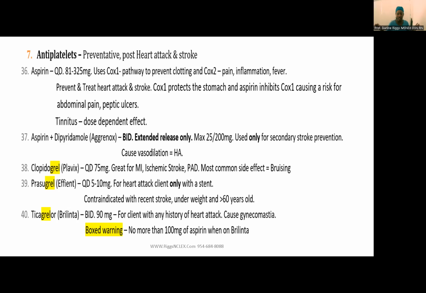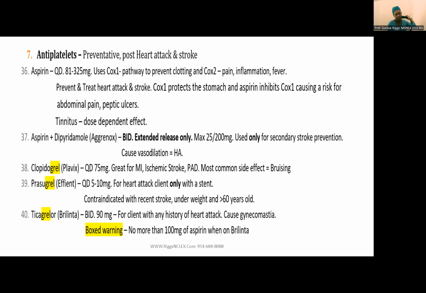Okay, so these are for preventative, right? Go home and take. Those wouldn't be for acute. So post a heart attack or stroke, the client may be prescribed aspirin, right? 81 milligrams Q-day for however long. So there are two classes as well, your COX-1s and your COX-2s. Your COX-1 are going to prevent that clotting. That's their purpose. Your COX-2s are more for pain, inflammation, and fever, right? That would be why we would give those. But again, preventative measures to treat that heart attack and the stroke.